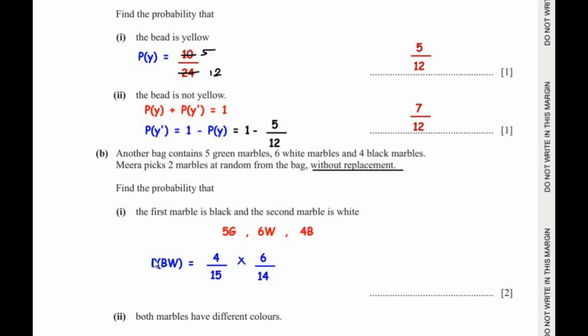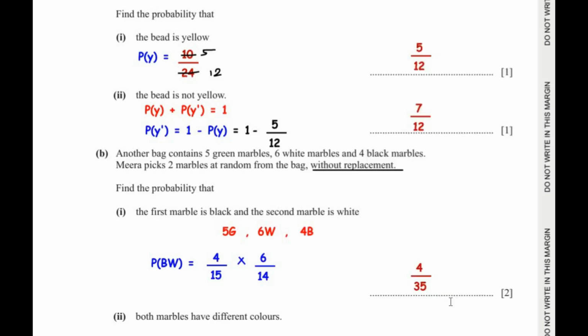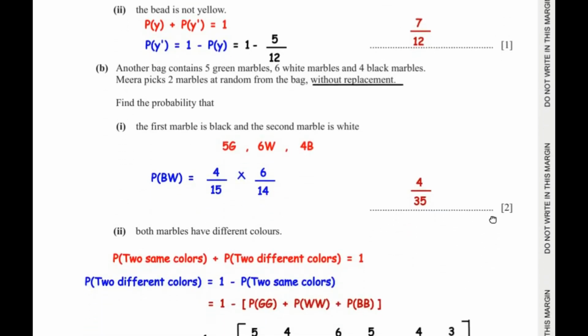So here we have written probability of getting black followed by white marble as, since there are total 4 black marbles, we have written 4 out of total 15 marbles times, when she is going to pick up white, there are 6 white marbles, so we have written 6 here, over, now the total number of marbles will be less by 1. So total number of marbles have become 14 now. So let us see what value we get here. So this is going to give us the value as 4 over 35. This is our answer. Now moving on to the last sub question.